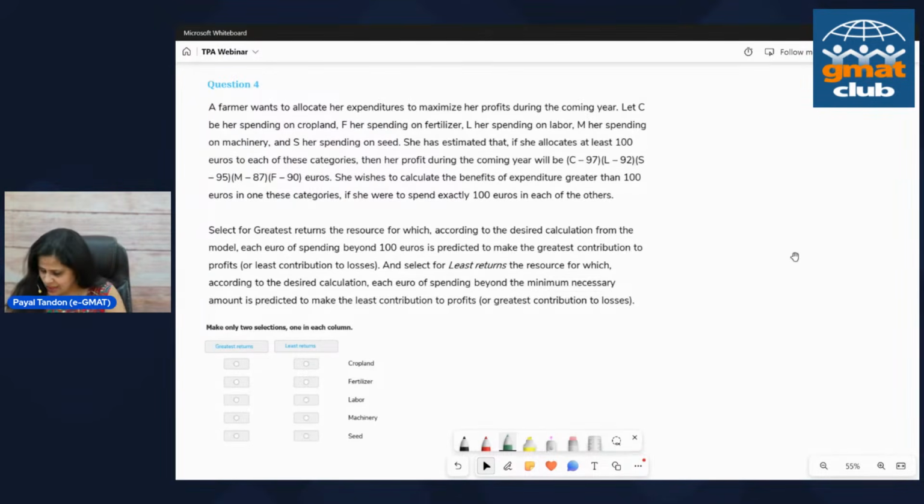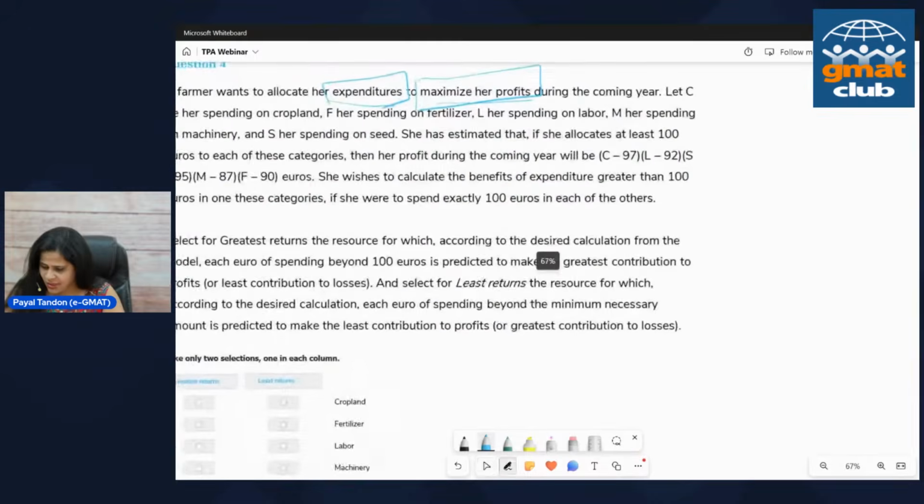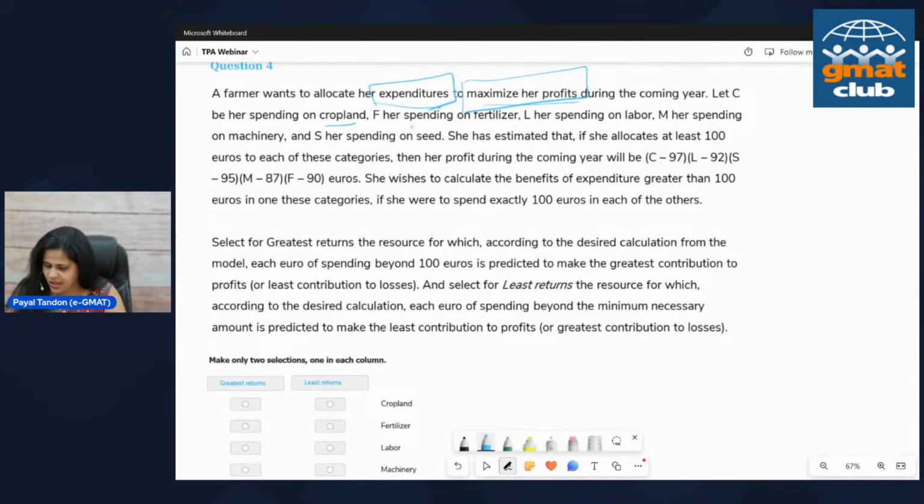A farmer wants to allocate her expenditures to maximize her profit. So I need to maximize the profits, and I'm given something about the expenditures in the coming year. During the coming year, let C be her spending on cropland, F spending on fertilizer, L M. So again, spending means expenditure, right? And she has estimated that if she allocates at least 100 euros to each one of these categories, then her profits will be this. So I have this expression for profits, and this profit expression is based on the expenditure that this person is making. And the minimum value over here is 100 euros.